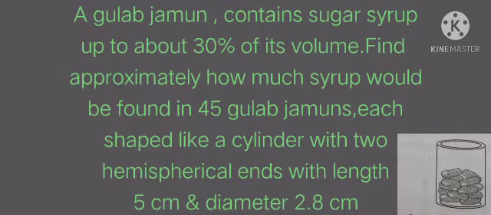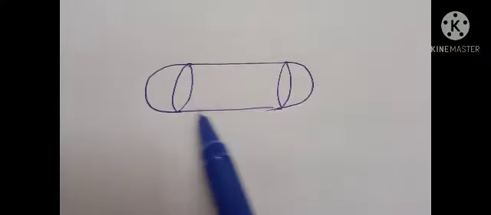The figure is given in the question. In the figure, the gulab jamun is in the shape of a cylinder with two hemispherical ends. So here we first have to find the volume of one gulab jamun. For that, what should we do? This is the shape of the gulab jamun given: a cylinder with two hemispheres at two ends.